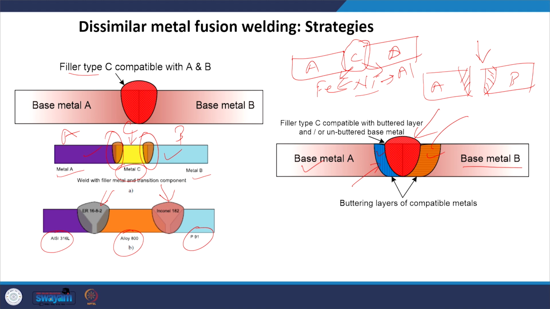So, this is called the trimetallic weld joint approach. Here we are using the buttering or the cladding, and here we are simply using the filler metal which is compatible to both these metals.